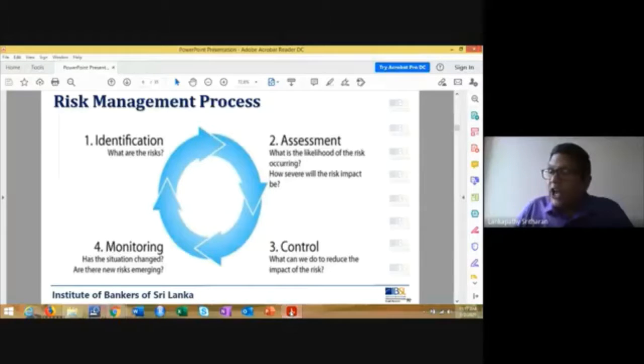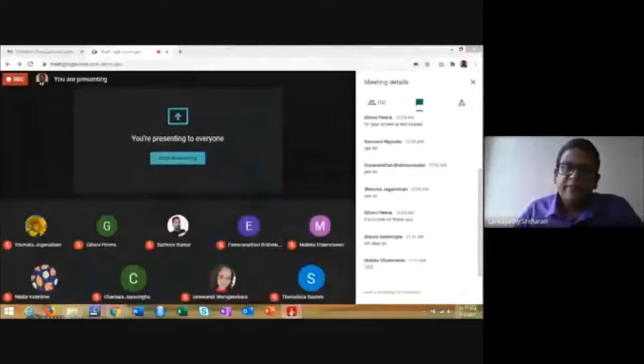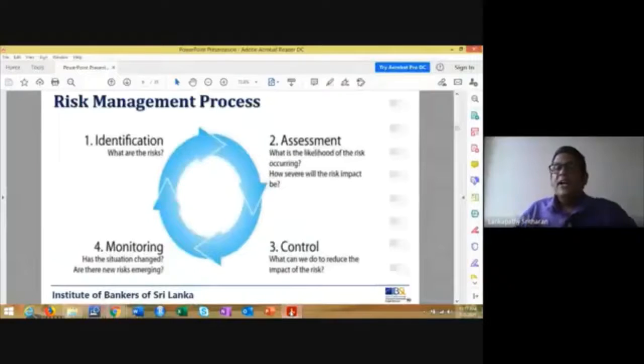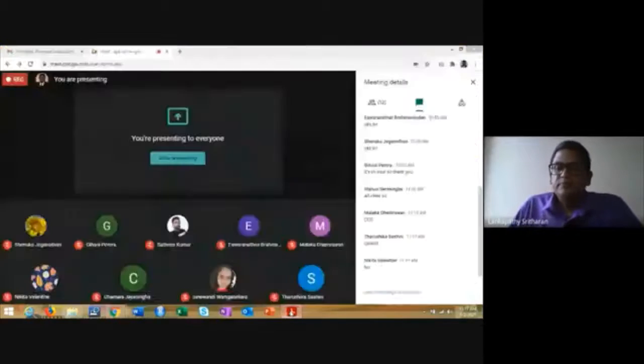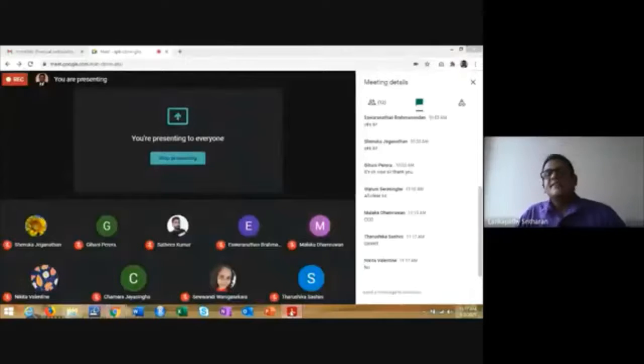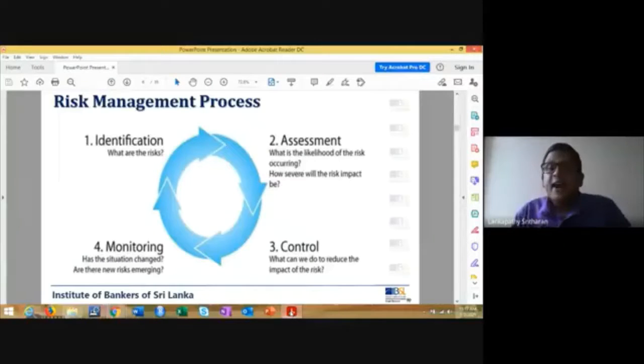Can we totally avoid the risk from any investments? For example, we have identified the risk and assessed the risk. Now in the control mechanism, can we totally eliminate the risk from any particular investment? Can we totally eliminate it? No. That is the answer, because we can't totally eliminate the risk. But of course, we can mitigate the risk.